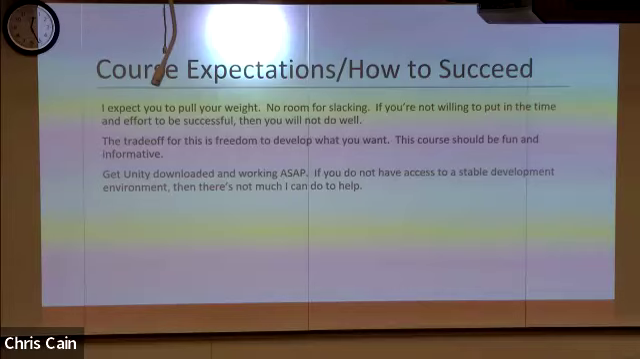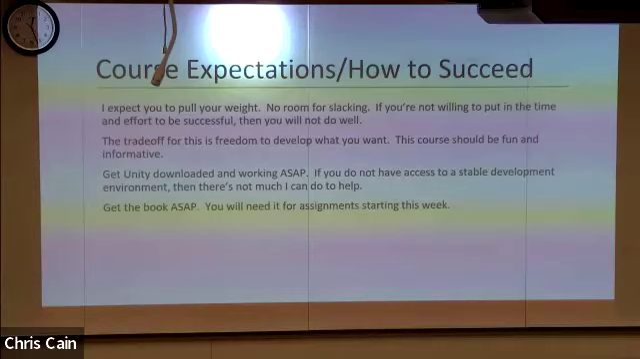As you get the book, you're also going to want to get Unity downloaded and working. There are going to be issues. You're going to have some issues as you start trying to make this work. Don't wait until this weekend. If you end up with questions, make sure that you run into those issues and talk to me ahead of that. We already talked about getting the book ASAP. Chapters 1 through 3 of that are due Sunday night.